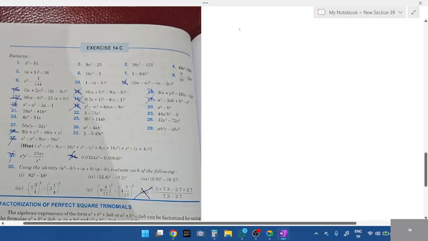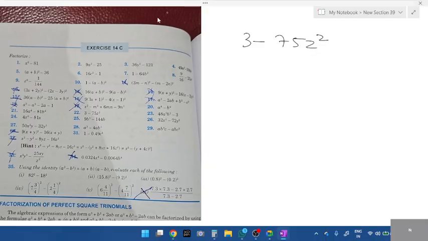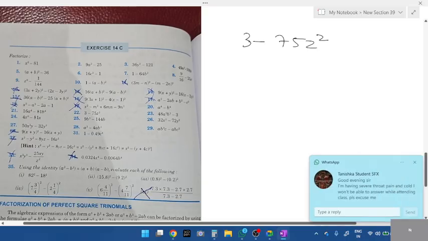Okay, 21st, 22nd question. 3 minus 75 z square. Now from here the questions are totally different. Concentrate here. Is 3 a perfect square?